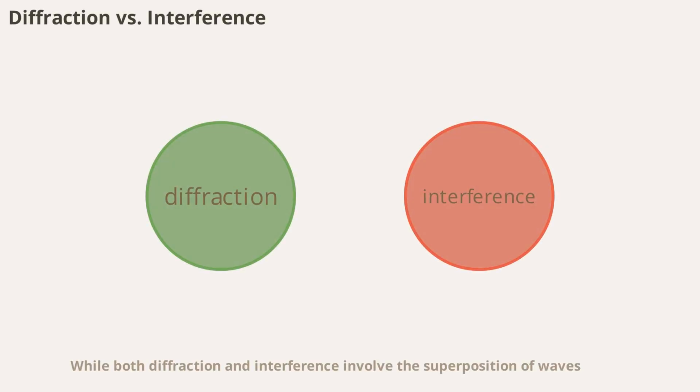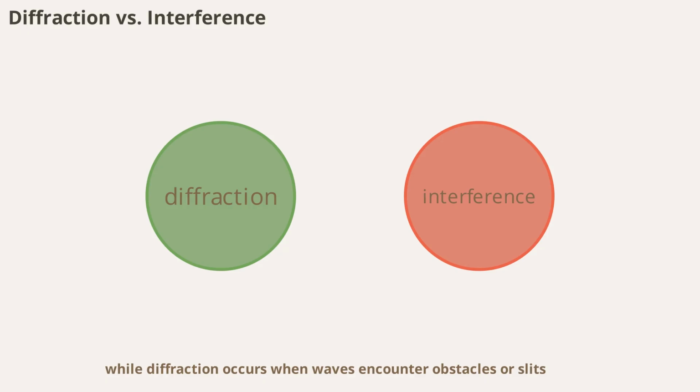While both diffraction and interference involve the superposition of waves, they differ in their setups and effects. Interference typically involves two or more sources like in Young's experiment, while diffraction occurs when waves encounter obstacles or slits. Both phenomena produce patterns of light and dark, but diffraction patterns are often broader and more complex.